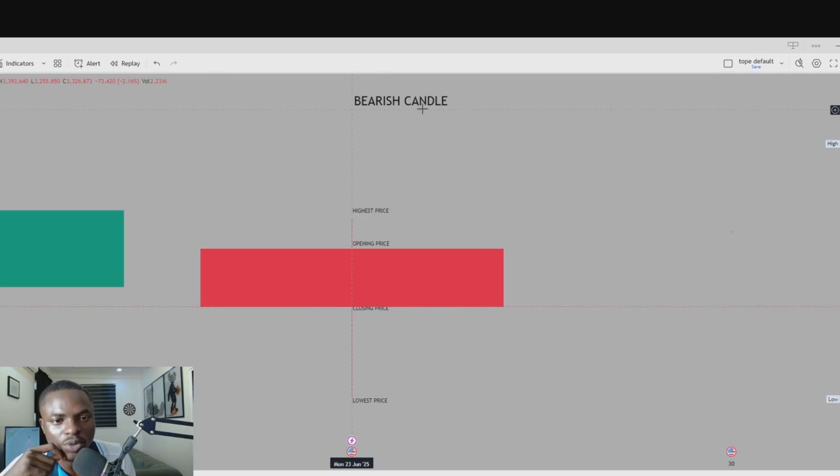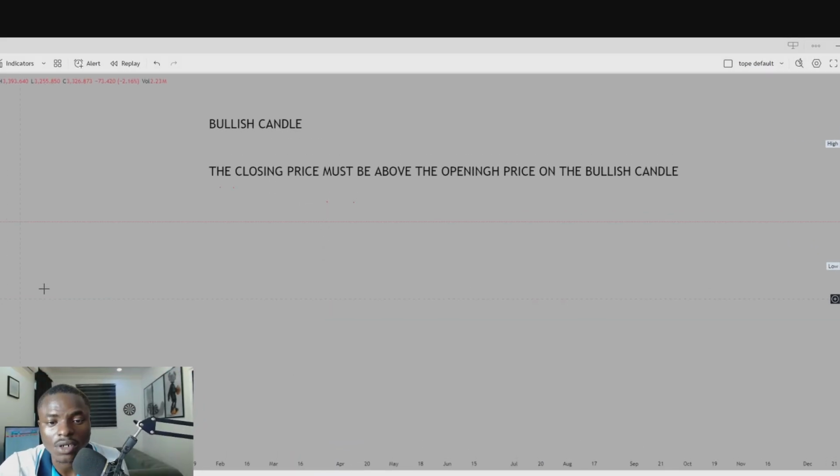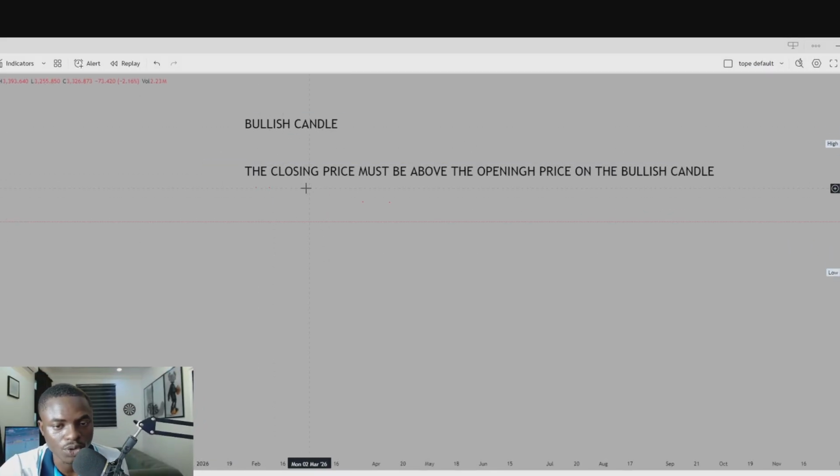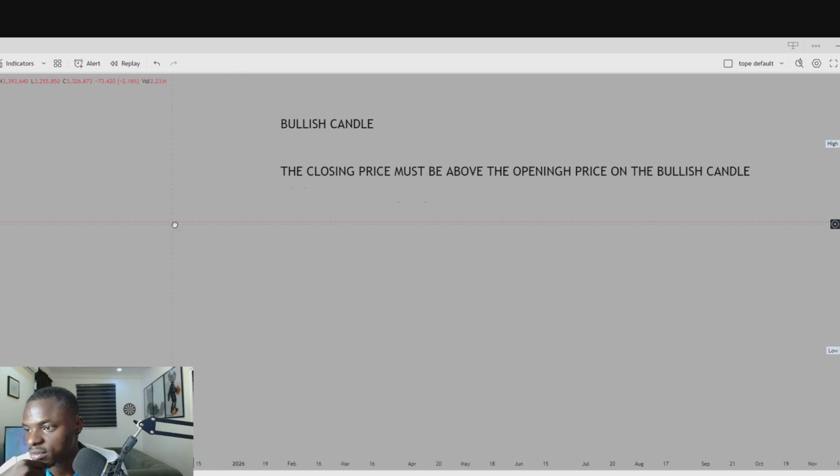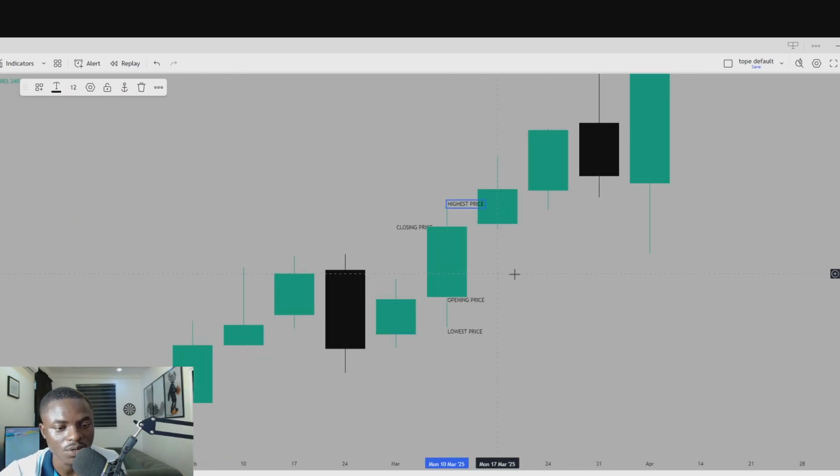So let's move to the bullish candle. This is the bullish candle, which represents the buying momentum. On the bullish candle, the closing price must be above the opening price for it to be a perfect bullish candle. I'll show you an example of what the bullish candle is. Let's dive into it. This is what a bullish candle looks like. It opens here, this is the lowest it got to, this is the highest it got to, and this was the closing price of a bullish candle.